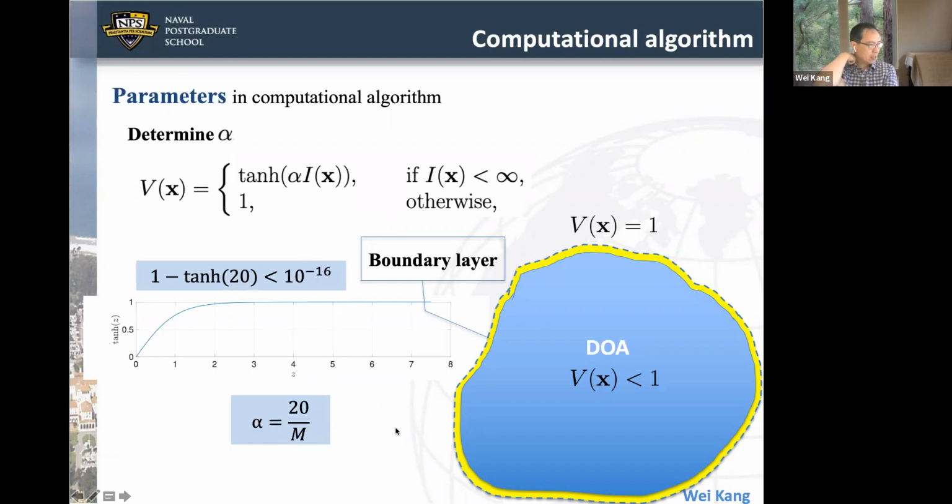But you can choose something more conservative, say, hyperbolic tangent of 10, for example. That's your choice. But anyway, those are the two parameters you need to choose. One is M, representing infinity for the I value, and one is this alpha, to define the boundary layer.